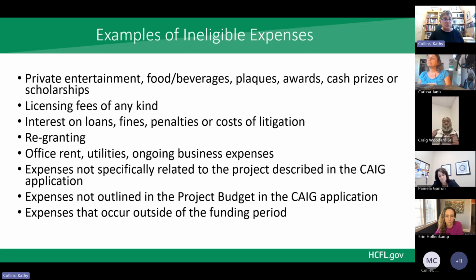Ineligible expenses include things like re-granting, no types of food or beverages, and cash awards are not included. Any type of business expenses like office rent or utilities are not eligible. In addition to that, expenses that occur outside of the funding period are not eligible, or ones that are not in your application budget.